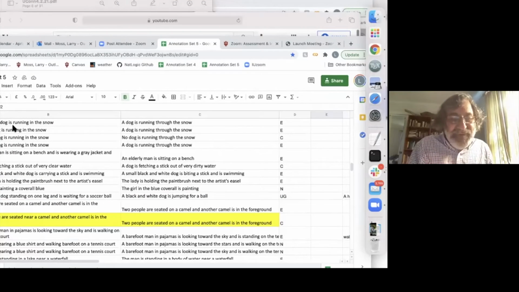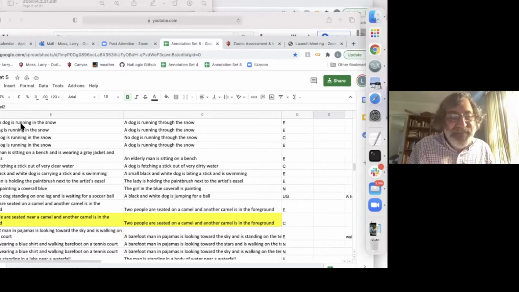So in column B, I have a sentence, and in column C, I have a sentence. And I want to know whether it's an entailment, if C follows from B, or is neutral, which is this N, or is a contradiction. So the first one says, the brown dog is running in the snow. Now, if I asked you that, would you agree a dog is running through the snow?